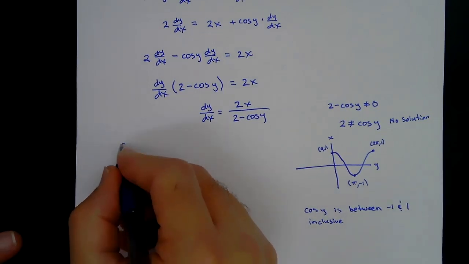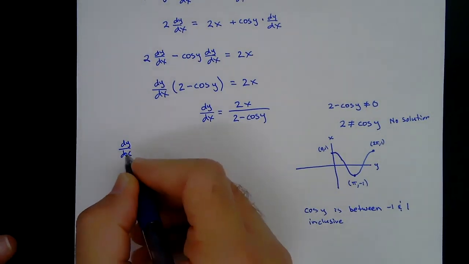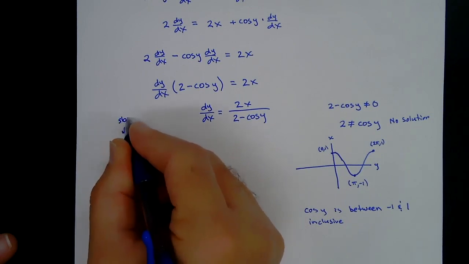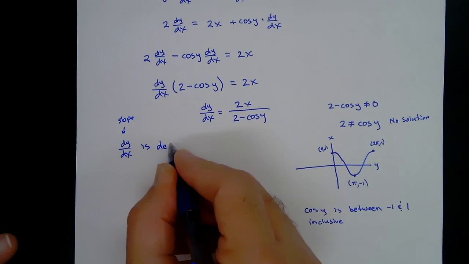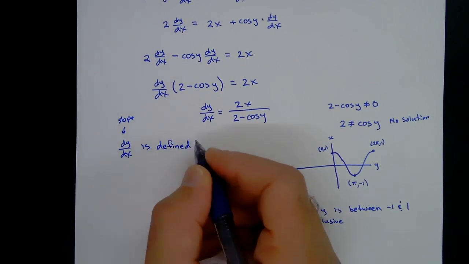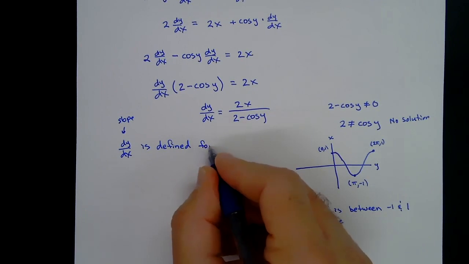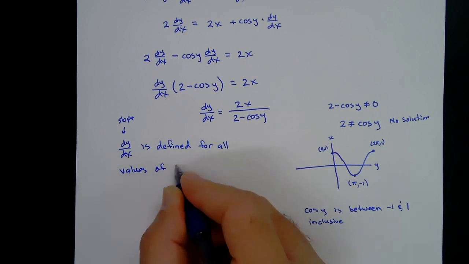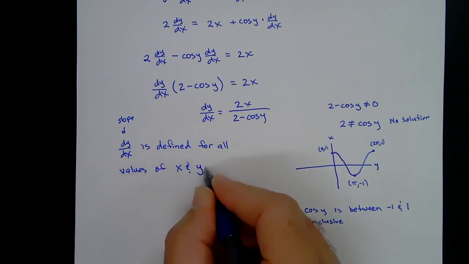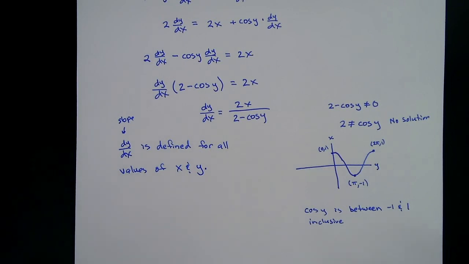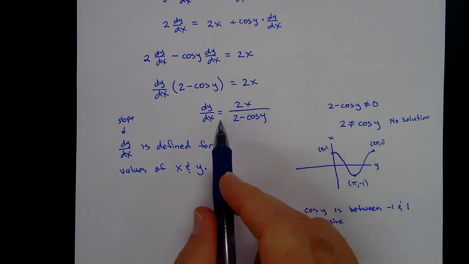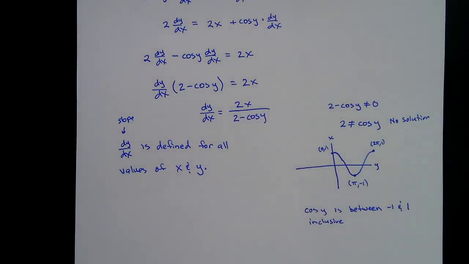So dy over dx is defined, which, that's the slope. I should say that. So the slope is defined for all values of x and y. You can put any x in here, and you can put any y in here, and you will have a slope. That's what that's saying. And it's because we couldn't solve this denominator. We can't make that be 0. It's impossible.